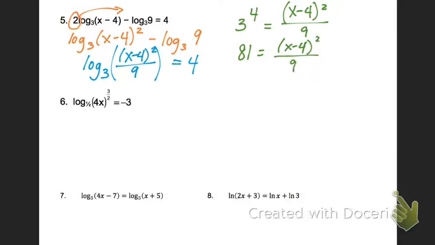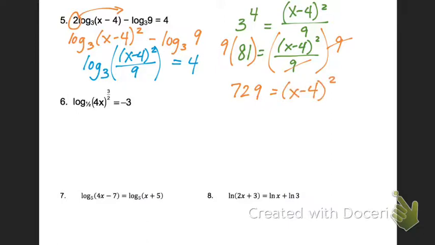How do I get rid of this 9 on the bottom? Multiply each side by 9. Can someone tell me what 81 times 9 is? Nice. What do I need to do to get rid of the squared? Right here. I don't have to. I can just get rid of it. I can just square root each side.